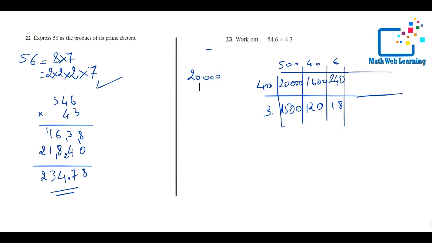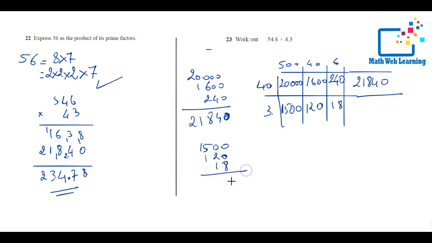20,000 plus 1,600 plus 240. We have 0, 4, 8, 1, and 2. Right, so that is a 0. Okay, just double checking: 2, 1, 8, 4, 0. Let's do the second line. It's 1,500 plus 120 plus 18. So we've got 8 there, 3 there, 6 and 1. Right, let's place them in the correct place or column value: 8, 3, 6 and 1.